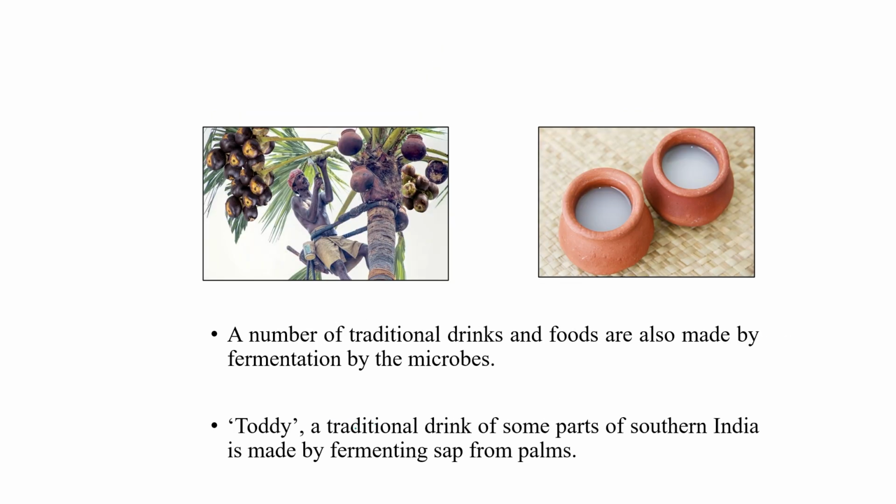Okay. Next, a number of traditional drinks and some food are also made by fermentation of the microbes. Like a very popular drink known as toddy. It is a traditional drink of some part of southern India, made by fermented sap from palm. So toddy is a fermented sap from palm, and for the fermentation purpose, some kind of bacteria is helping out.